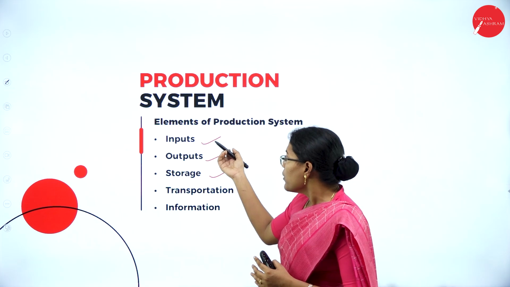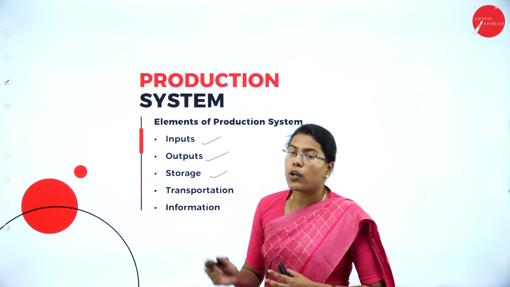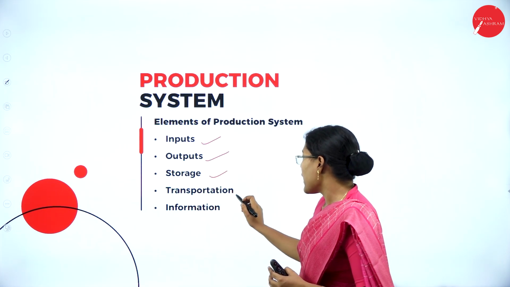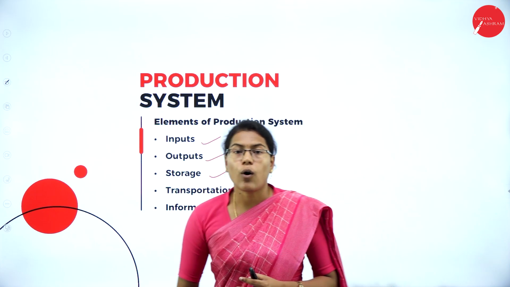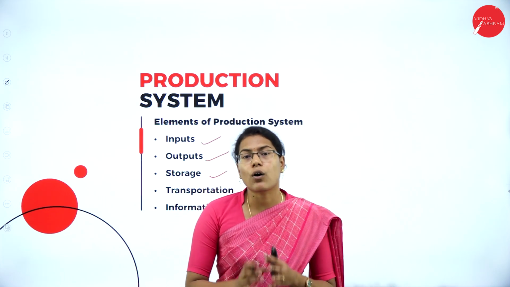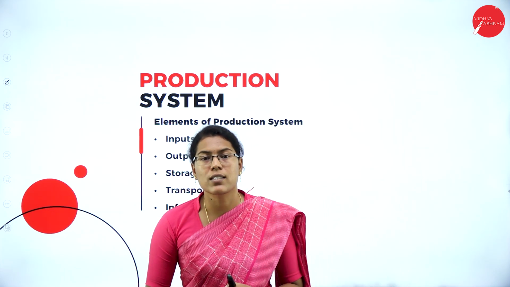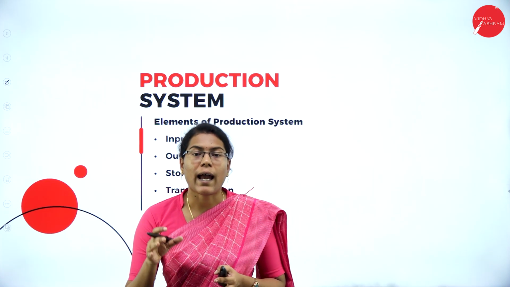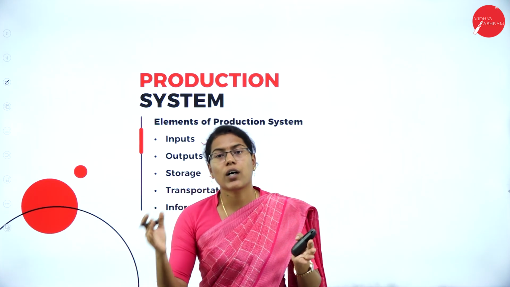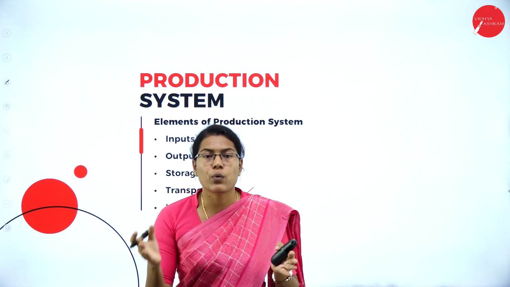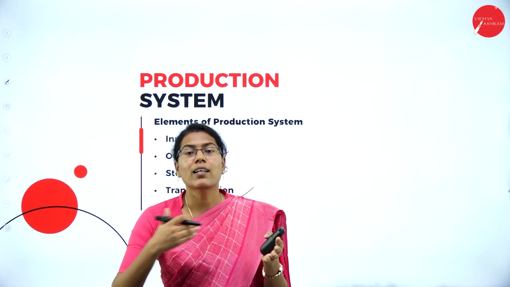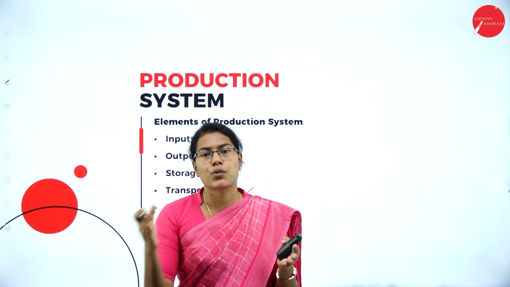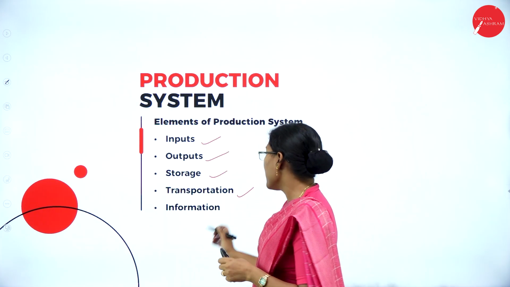Another most important element of the production system is transportation. Transportation comes under the elements of production system because the raw materials are transported to the place of production, and from one operation to the other, or from one process to another, the materials are transported. Next, information.